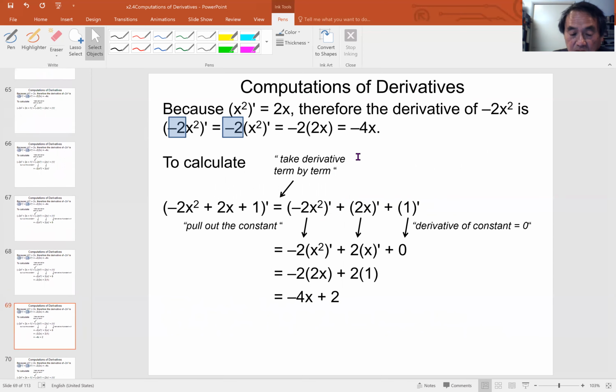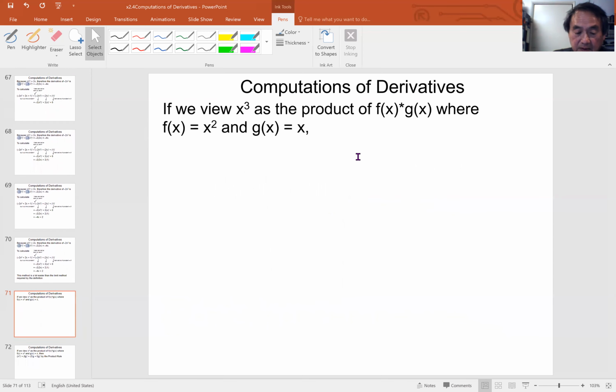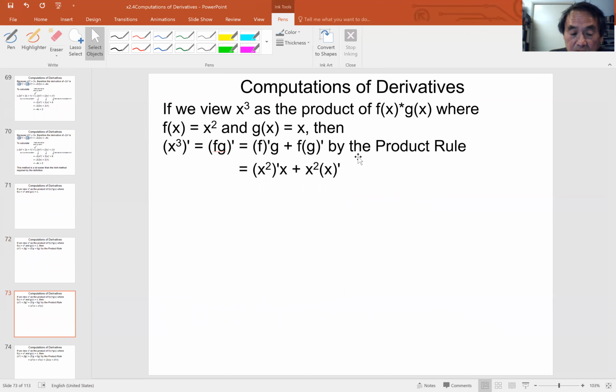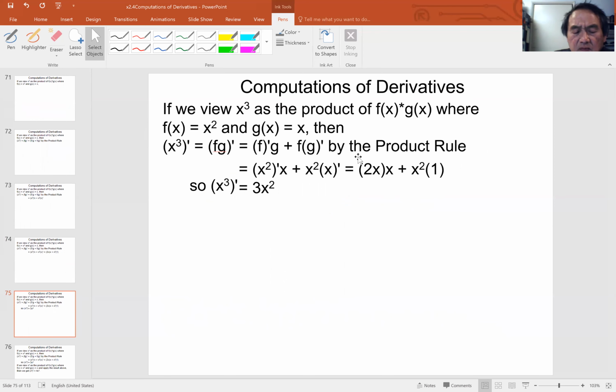Let's keep pushing this. How about the derivative of x cubed? We'll take x squared times x, and then take the product rule again, and we find that the derivative of x cubed is 3x squared. Okay, go to the product rule.